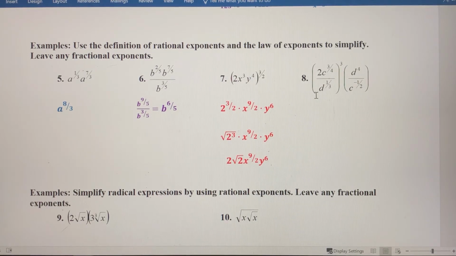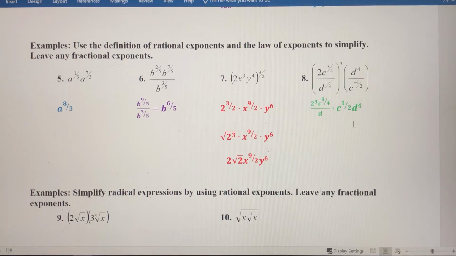Number 8, this whole expression has to be cubed. I'm just going to clear up this negative exponent and move it to the numerator to make it a positive 1/2. First, the first term here is going to be 2 cubed, c to the 9/4, since 3/4 times 3 is 9/4, d to the 1/3 times 3, which is 1, so there's an understood exponent of 1 there. With the second term, I'm just moving the c up, so c to the 1/2, d to the 4th.